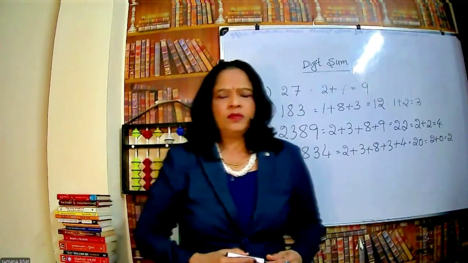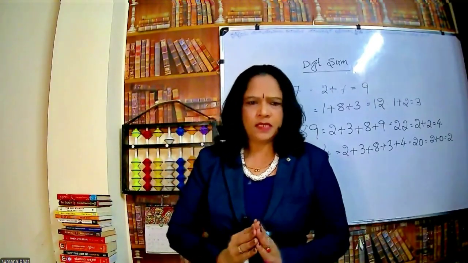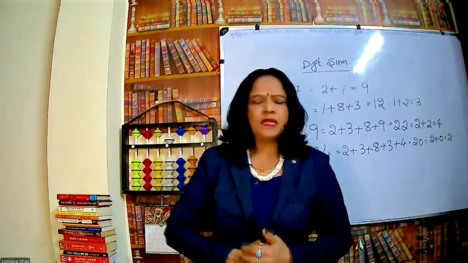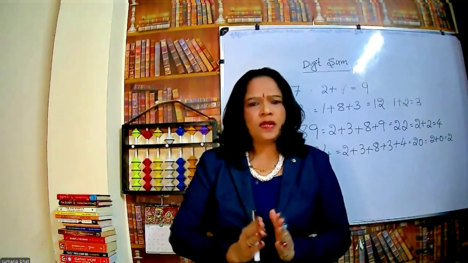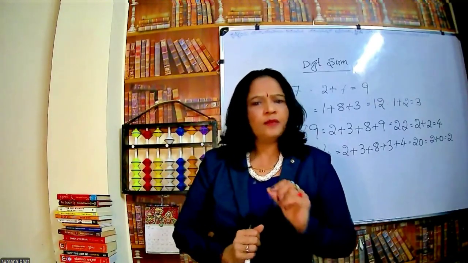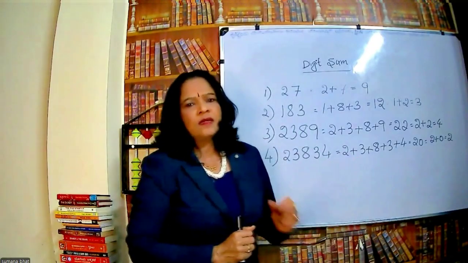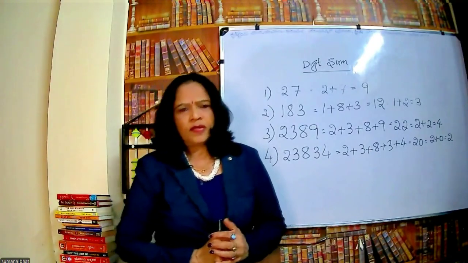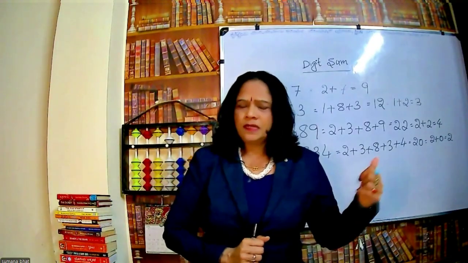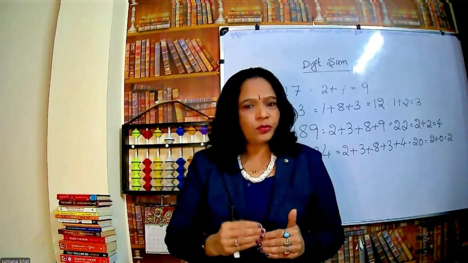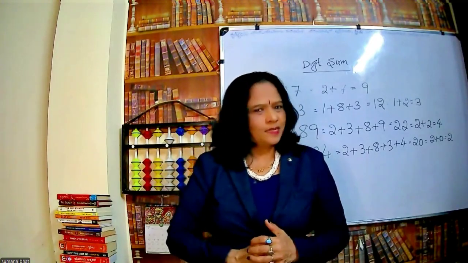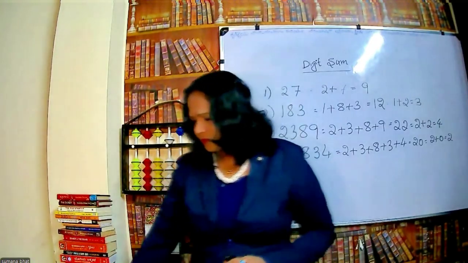This is how we have to find the digit sum. This digit sum is also called digital root, and in Vedic Mathematics, this is called Vijank. So how to use this digit sum or digital root or Vijank? Let us see now.